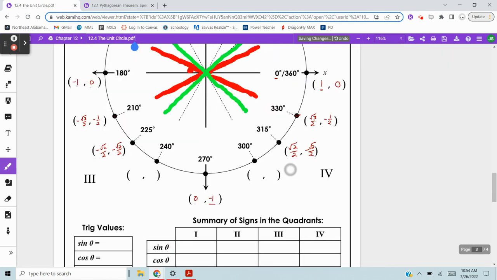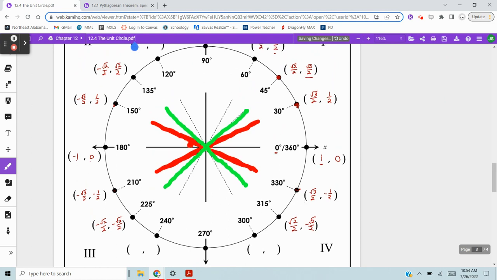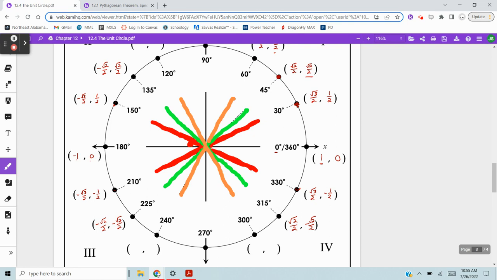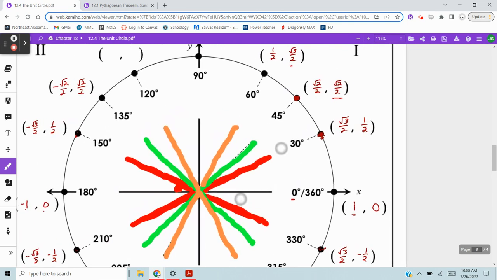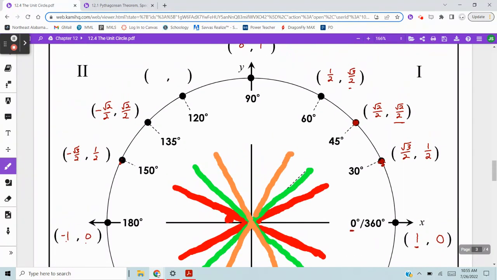Now let's do our last set of reference angles. Let me go ahead and mark those. And there you have all your 60-degree reference angles. So let's go ahead and do the exact same thing for those values. 1/2, root 3 over 2 is your cosine and sine of 60.